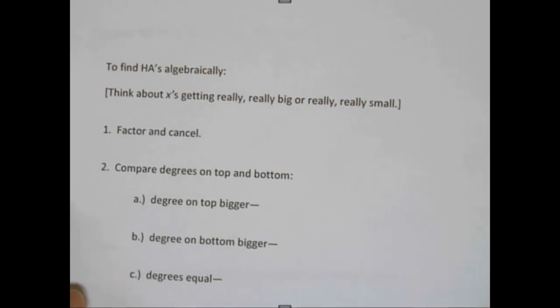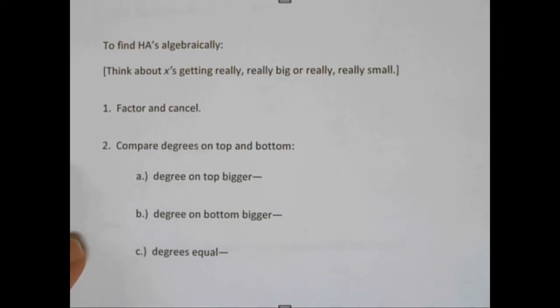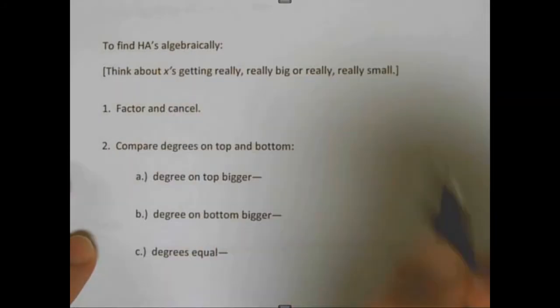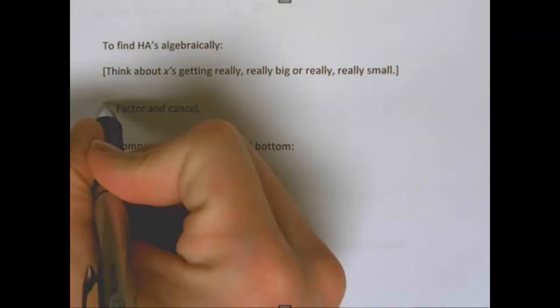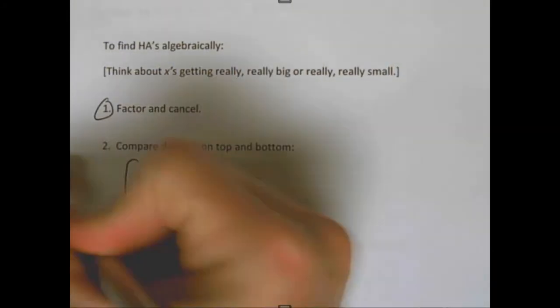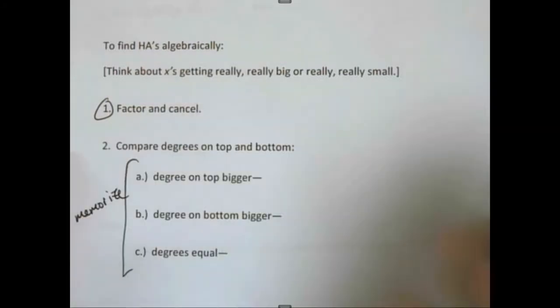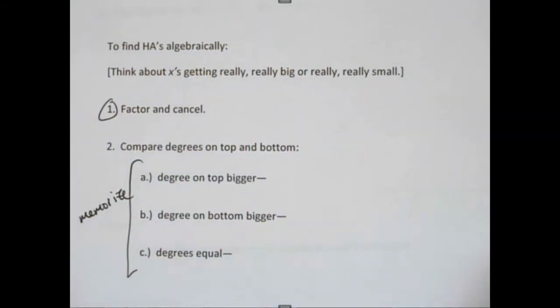Okay, so here's how to find horizontal asymptotes algebraically. And this is kind of tough to remember, but you do need to memorize this. So the first thing is make sure you factor and cancel everything. That's the same, you just do that a lot. But memorize these rules here. And when you memorize them, try to relate it to something you already know.